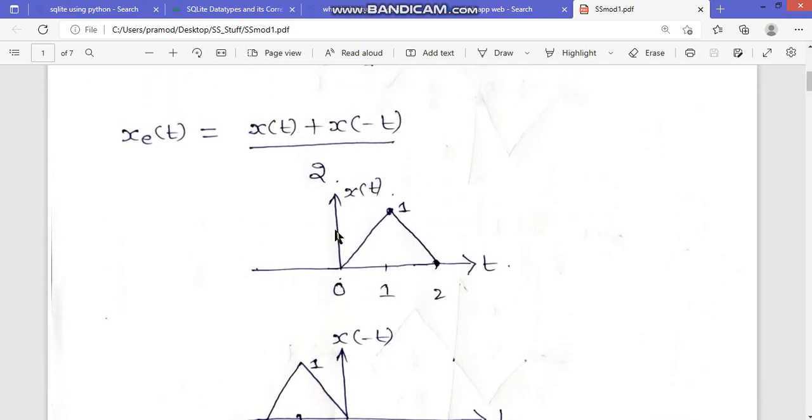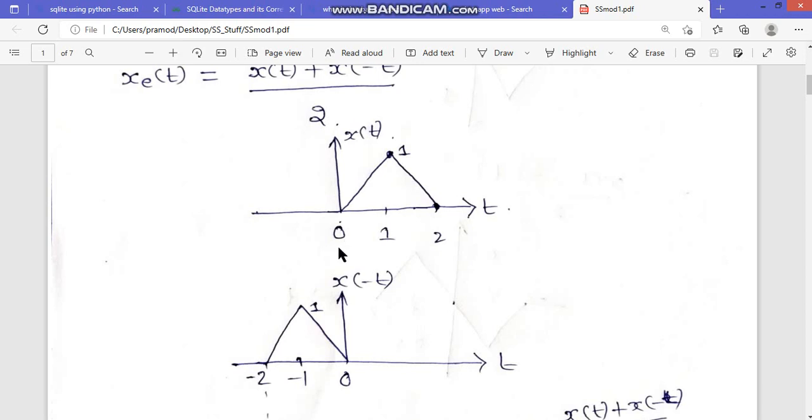So in simple sense, x of t is there, and they are asking us to find x of minus t. What you can do is divide your x-axis values by minus 1, since the coefficient of t is minus 1, right? So 0 divided by minus 1 is 0 only, and 1 divided by minus 1 is minus 1. That is the reason you got this point, and 2 divided by minus 1 is minus 2. That is the reason you got this point.